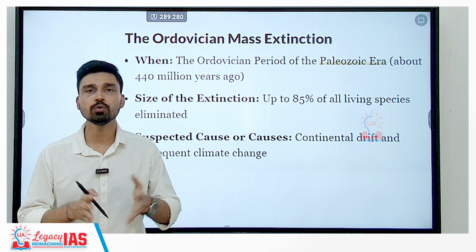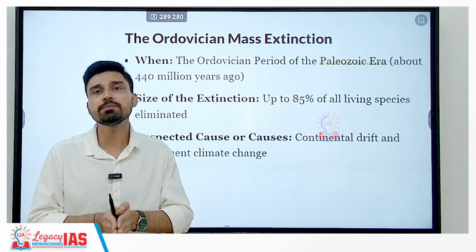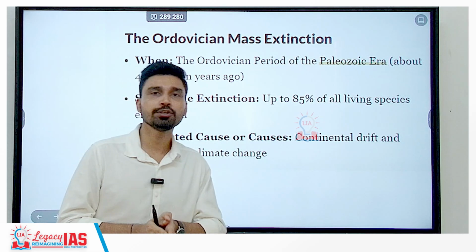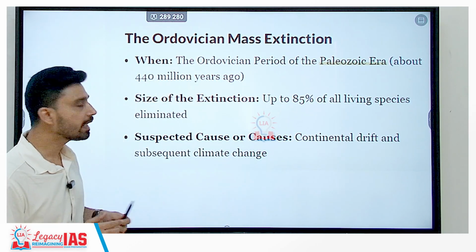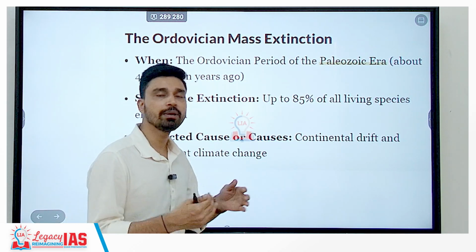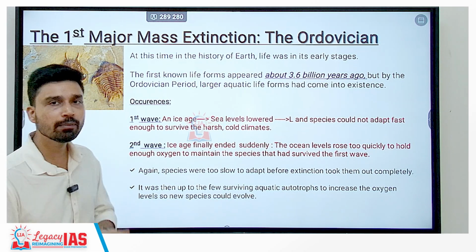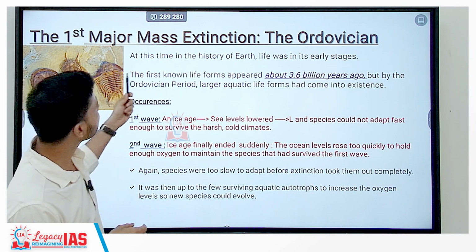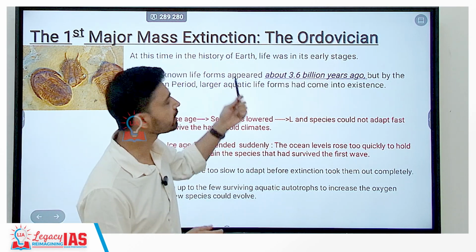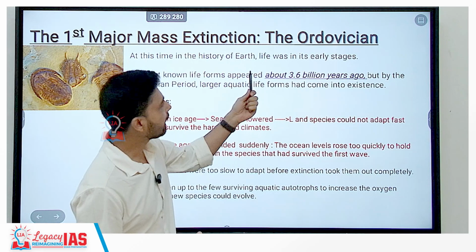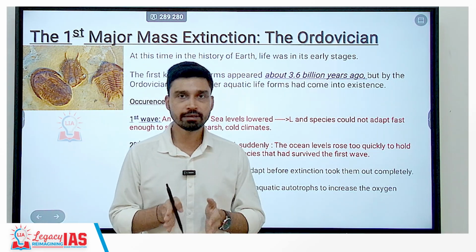Continental drift means that the Earth's lithosphere, the upper surface, is made up of several plates. These plates keep on moving relative to each other, and this movement of land masses is what we call continental drift. The subsequent climate change that happened due to this might have contributed to this particular extinction. If you go into more detail, at the time when this extinction event happened, it was a very early period in the history of the Earth, and the development of life was still in its very nascent stage.